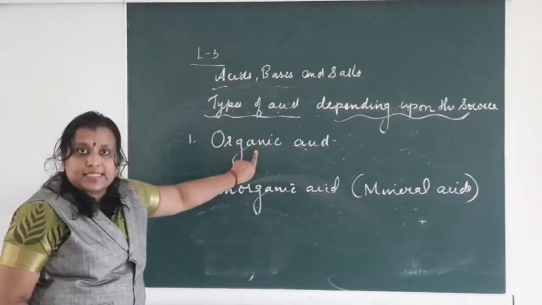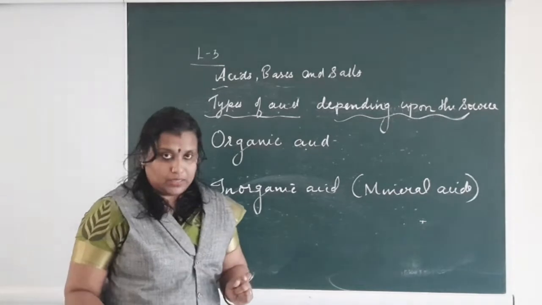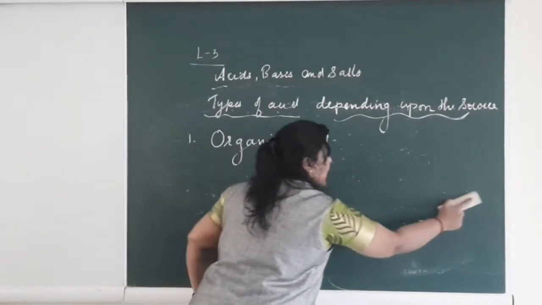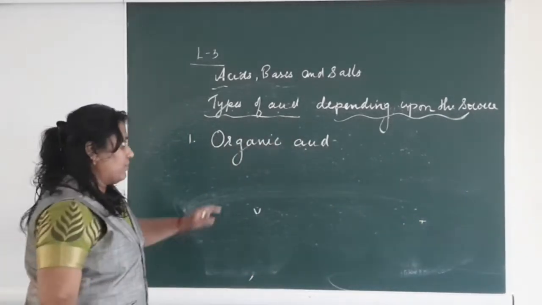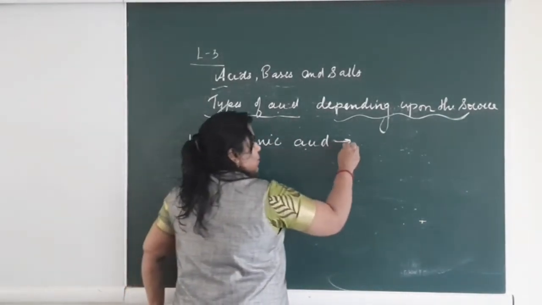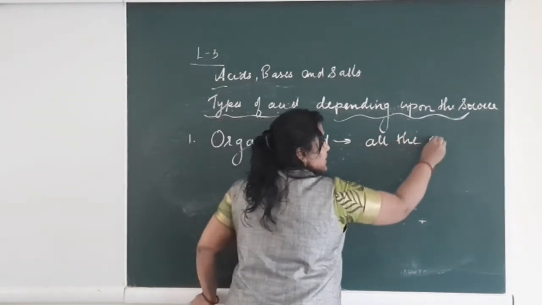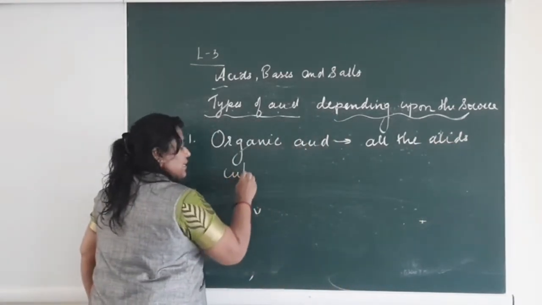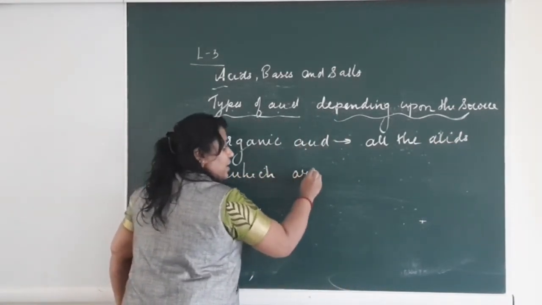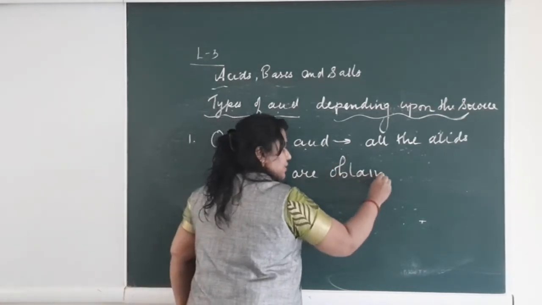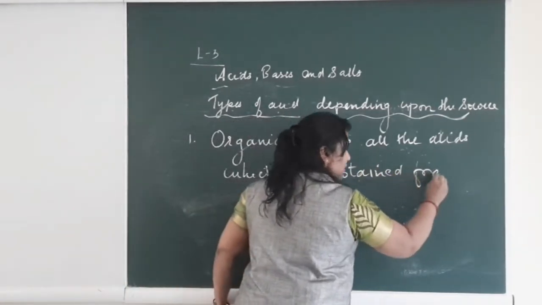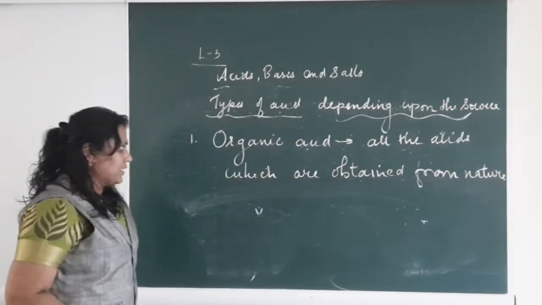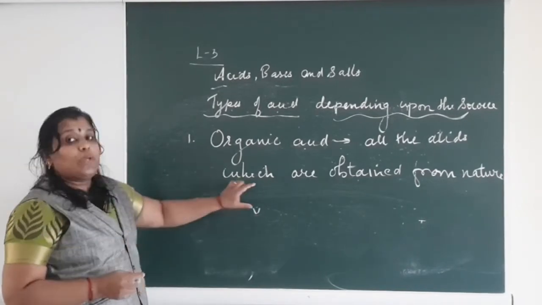All the acids which are obtained from plants or from nature are organic acids, and they are weak. All the acids which are obtained from nature, especially the plant source, are weak acids.